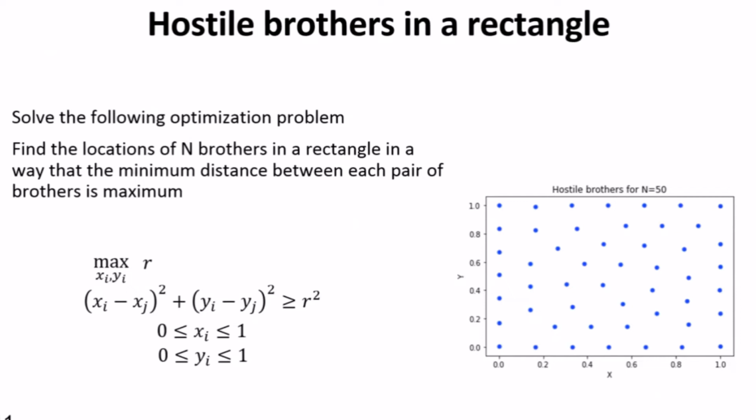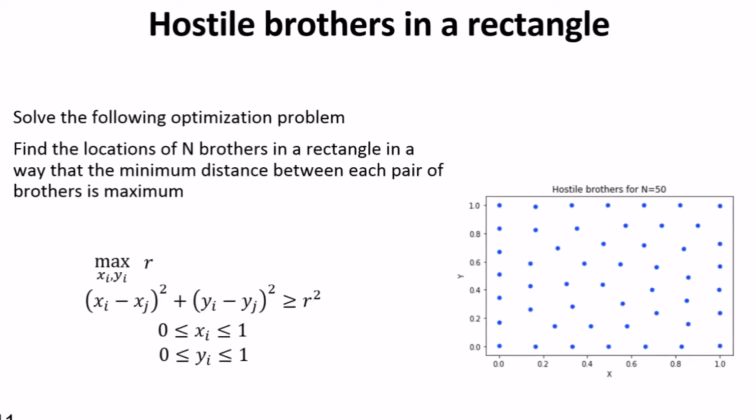This example is called hostile brothers in rectangle. Suppose we have n brothers and we want to find the location of them in a rectangle in a way that the minimum distance between each pair of brothers is maximum. Okay, so the input parameter of this model is the dimension of the rectangle.